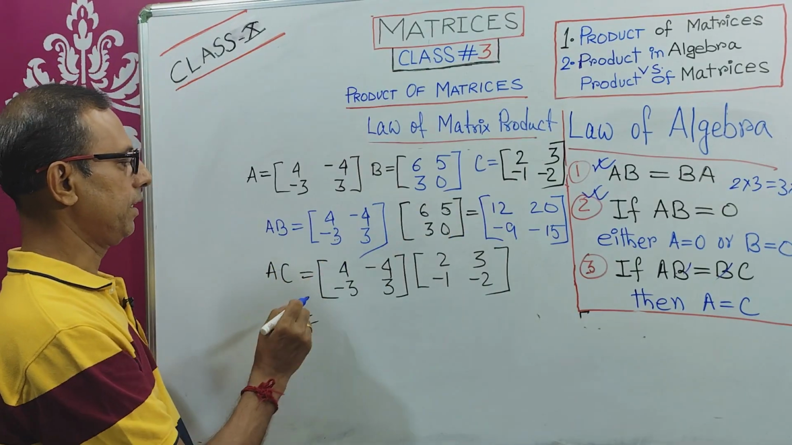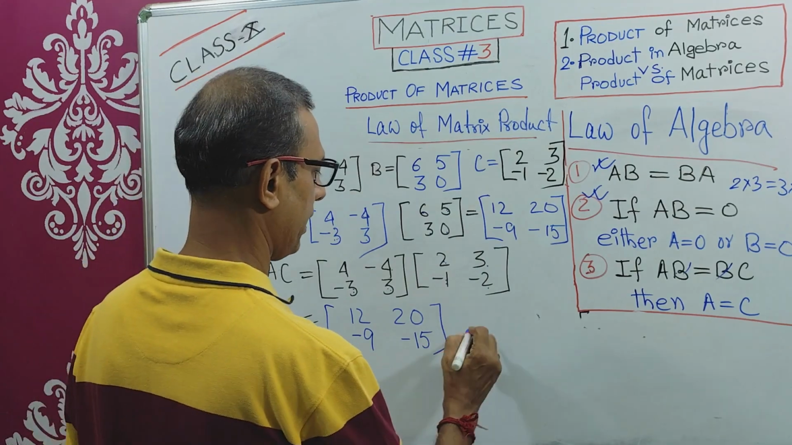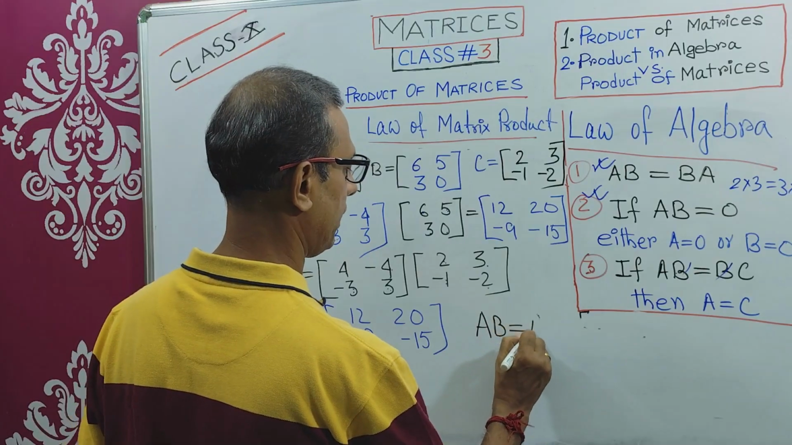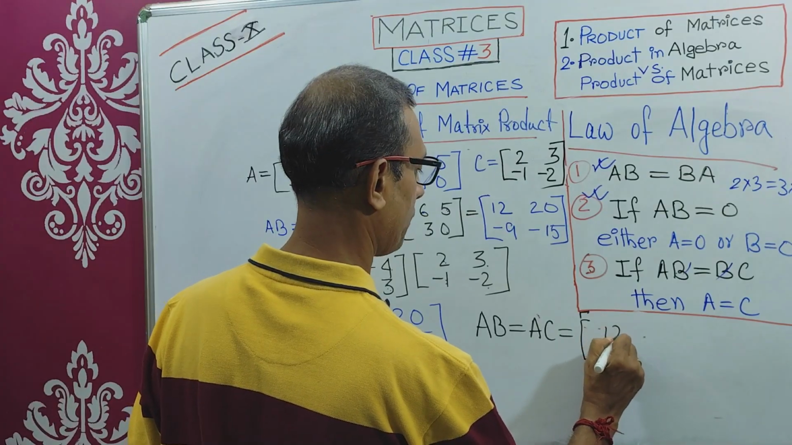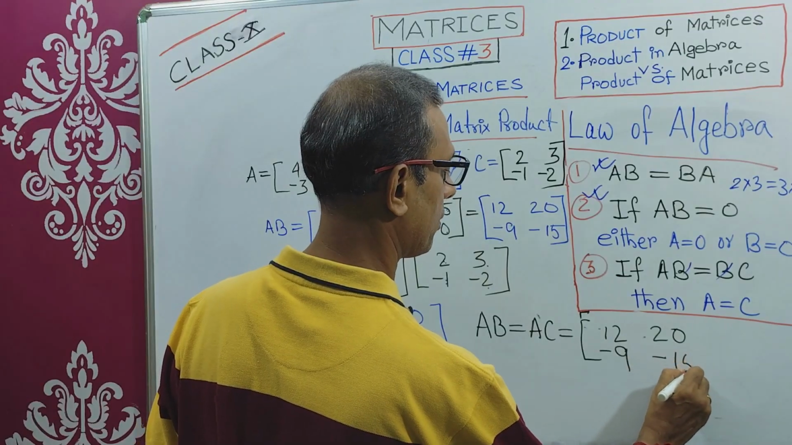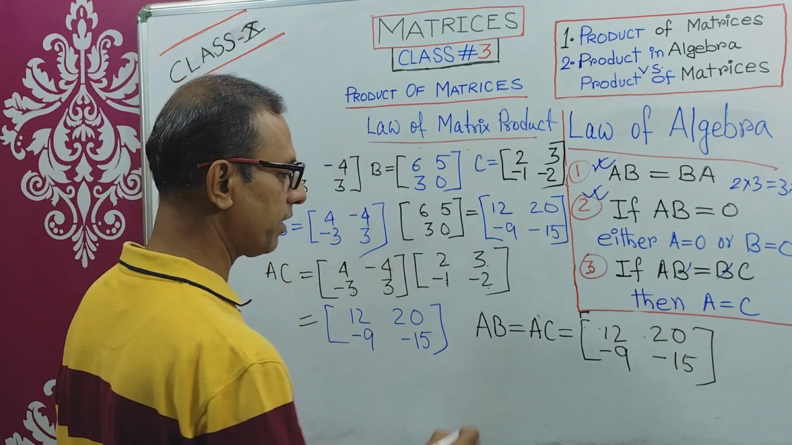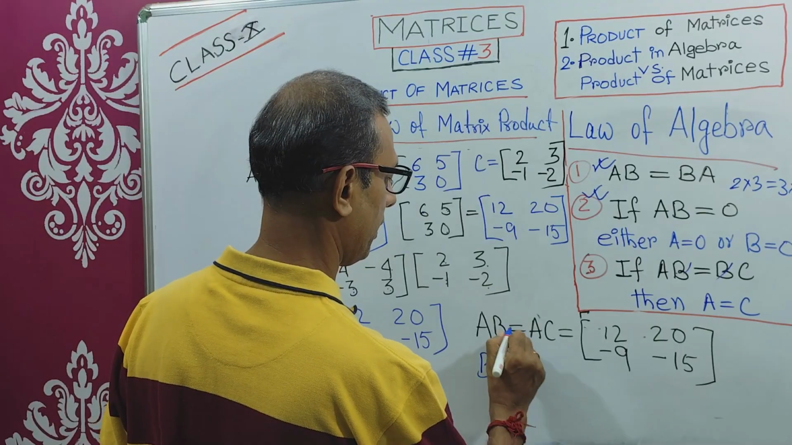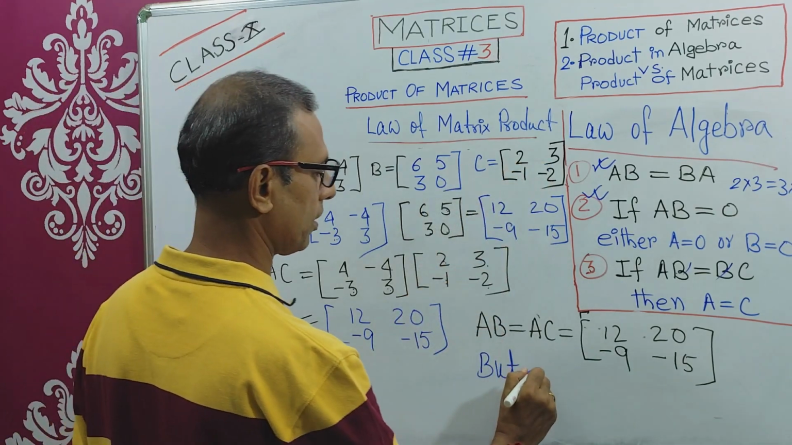Now let's find out AC. What we can see here is that AB equals AC equals 12, 20, minus 9, minus 15. So AB equals AC, the same, right? But you cannot cancel A. If you cancel A, that means B equals C, but B does not equal C.